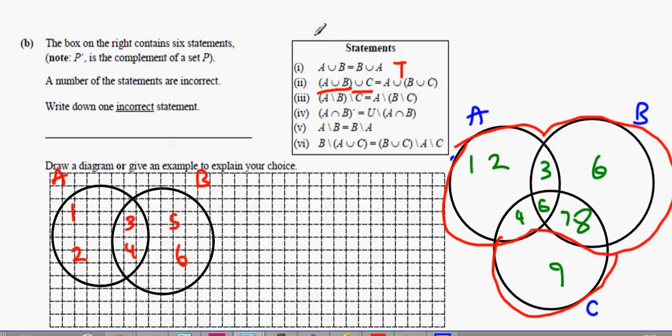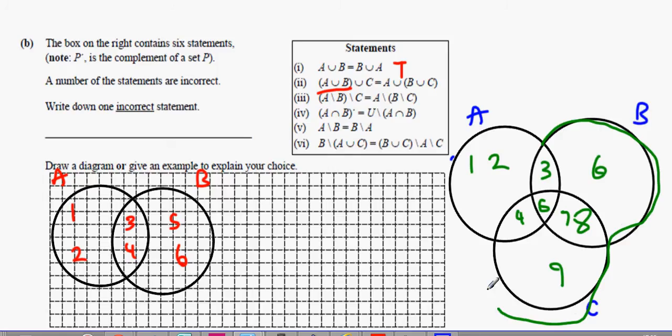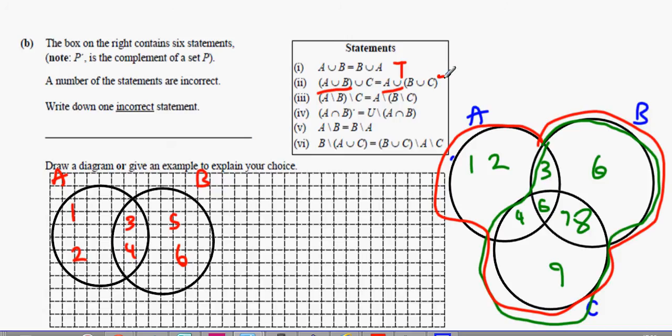And then the next one is everything in A union everything that's in B and C. So everything in B and C is what's here in this green region, and then you also want everything that's in A, so it turns out to be the full thing as well. So the two of them are equal, they're both true.